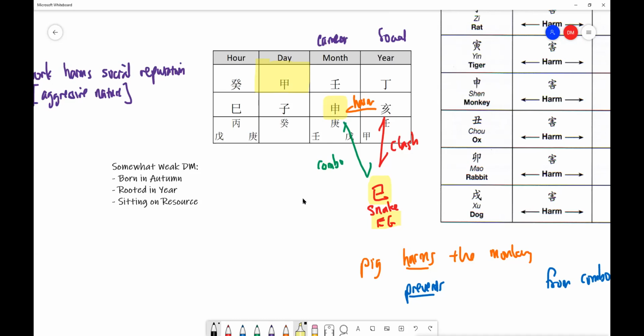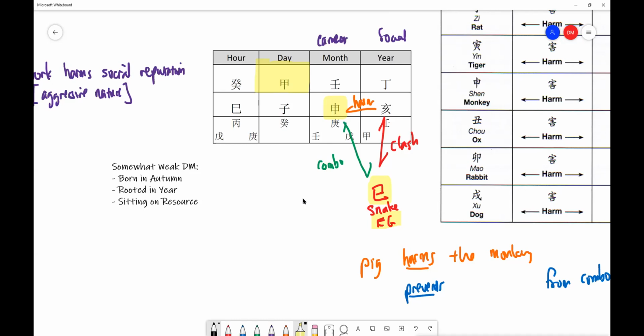No, no. Because why? Because the harm prevents it. So the harm prevents it from combination. So before you look into clash and before you look into combo, the harm will come in. So the harm prevents, the harm blocks the combination.